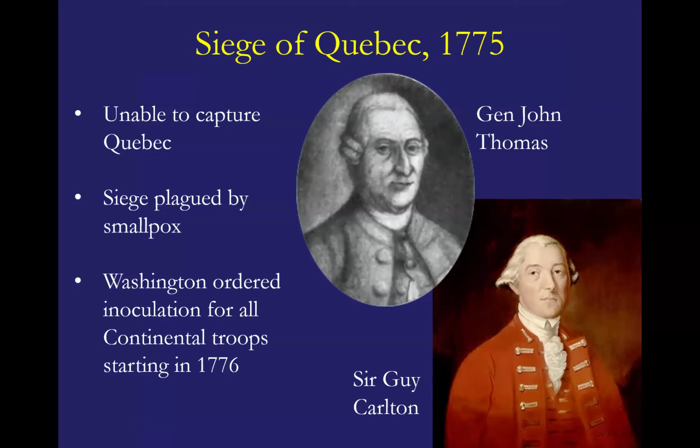And unfortunately, they also developed smallpox at the same time. And smallpox even killed one of their commanding officers, General John Thomas, who had not had smallpox up until that point. After that, Washington ordered inoculation for all Continental troops starting in 1776.